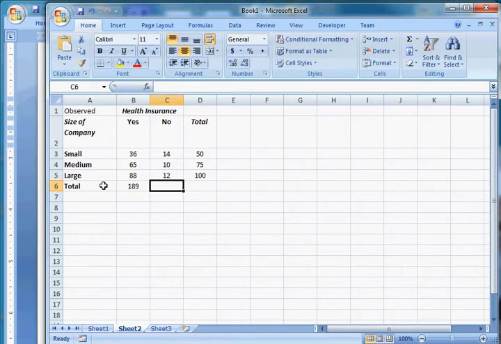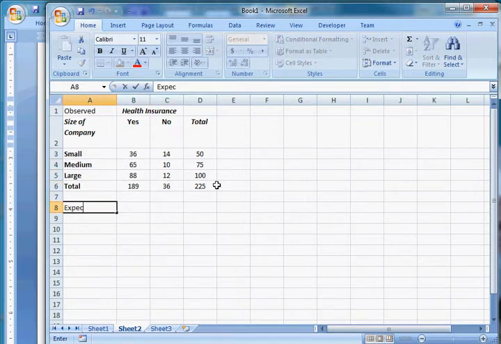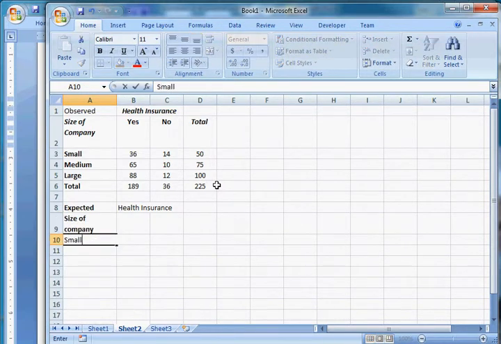Now you should notice that if we add these up, we get 225 in this direction. If we add these up, we get 225 in this direction. Doesn't matter which way you go. I'm going to go this way because I can just copy and paste, but we're going to want to have the total. That's n. Okay, now we're going to want to create an expected contingency table. It's going to look similar. We're going to have health insurance here and size of company here. Small, medium, large, yes, no, total. Oh, I forgot total over here.